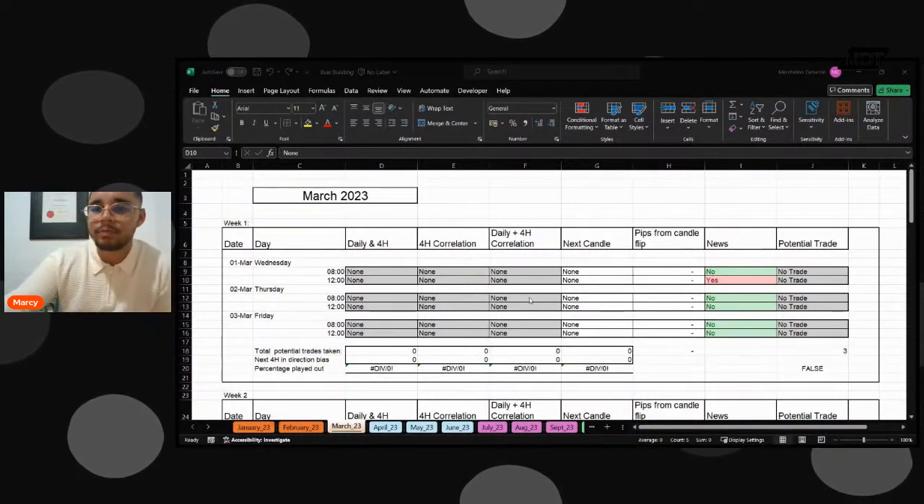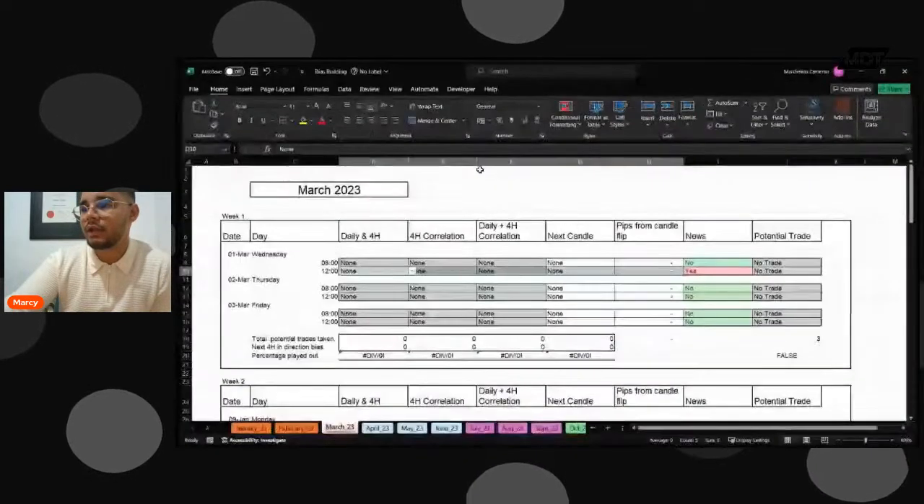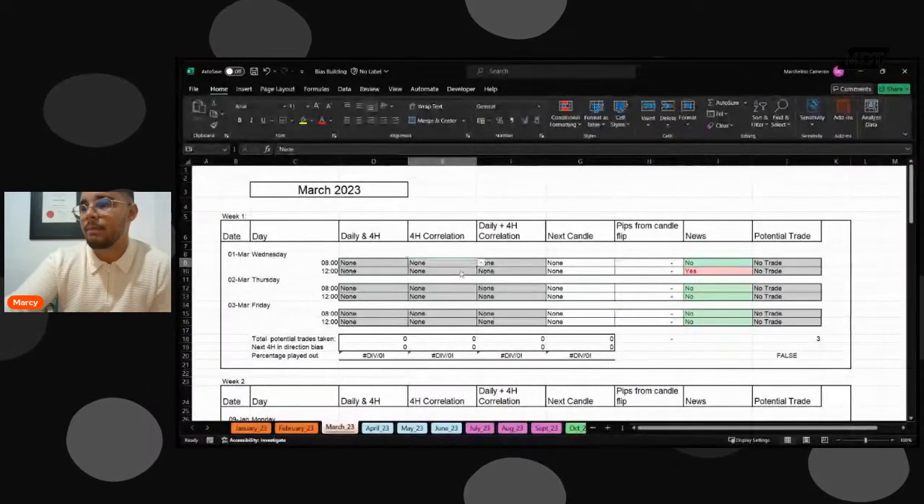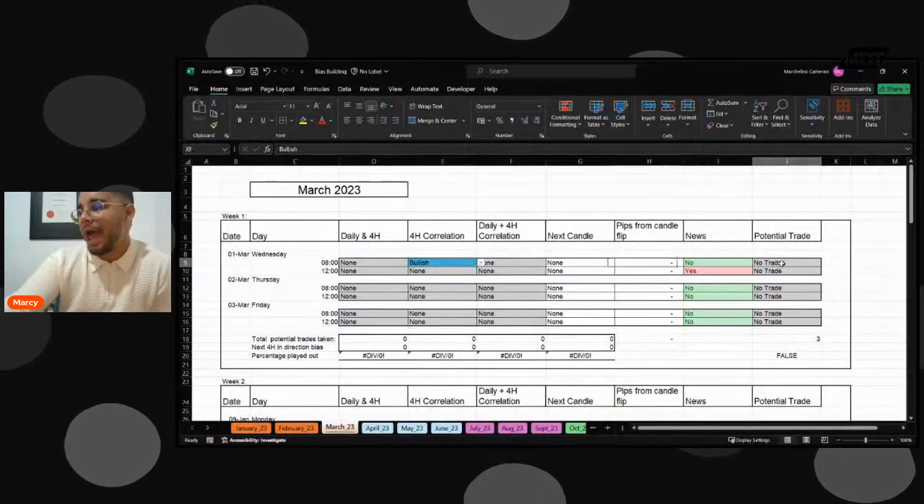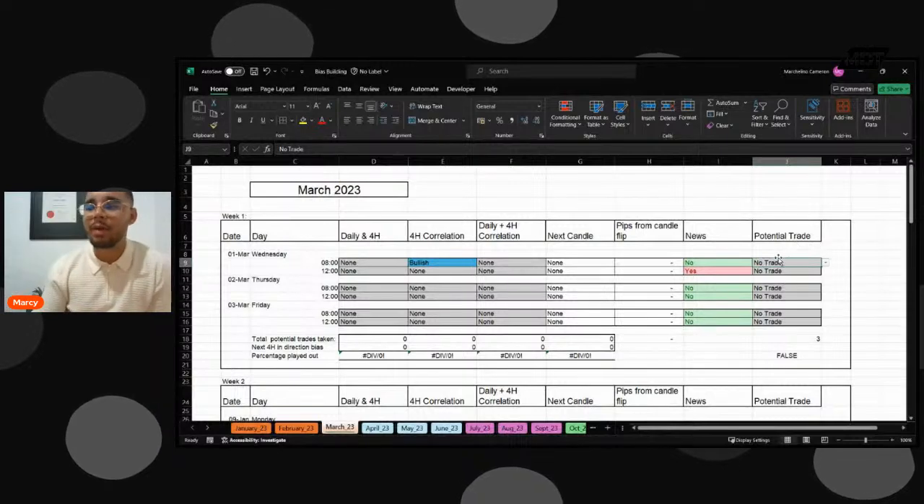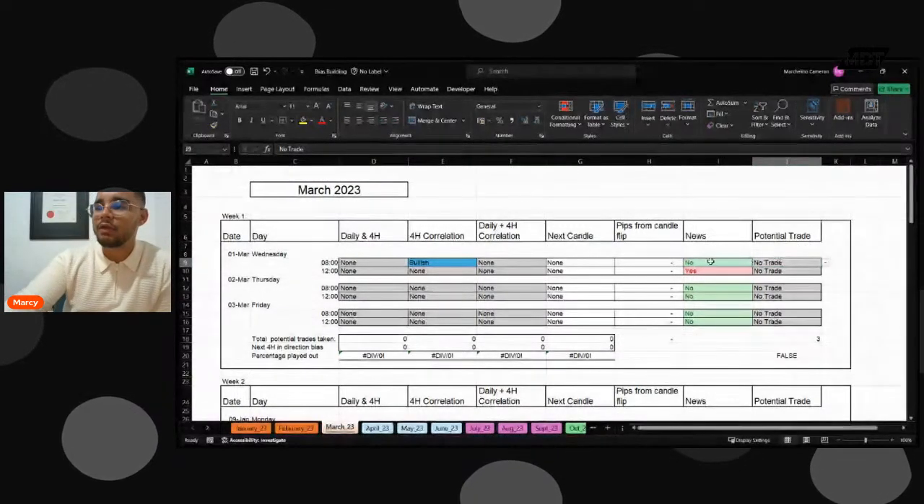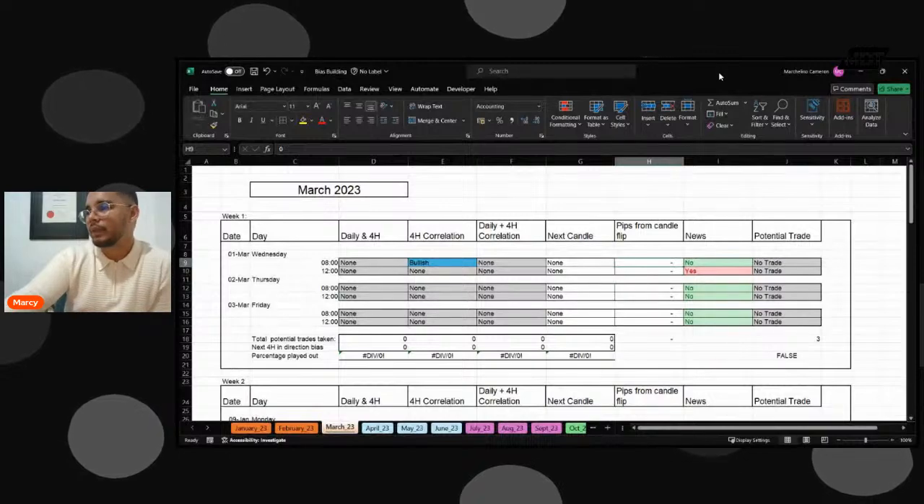So now what you mark is you come to 4H correlation right here and you say a bullish close. So now you know there's potential that we could have a potential buy trade. The only way we won't have a potential buy trade is if the next candle only moves up less than 10 pips. Let's go on.